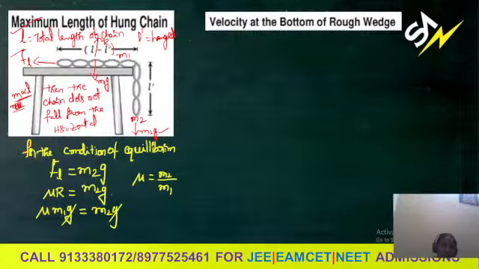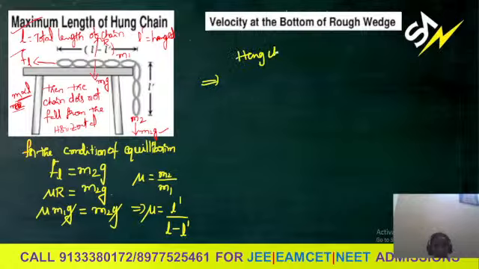As mass is proportional to length, from this equation we can write mu is equal to the hung length. M2 is the mass of the hung portion, so the hung portion length is L dash, by M1, the mass of the remaining length on the horizontal. So the remaining length is L minus L dash. From this, next, we need to find the maximum length of the hung chain.